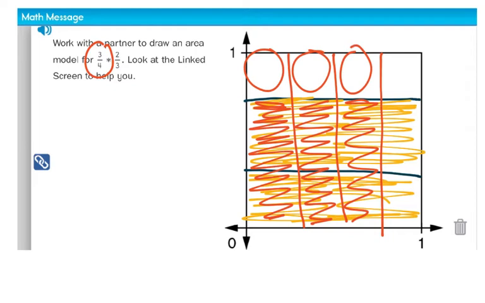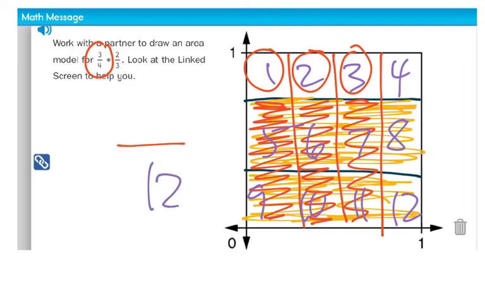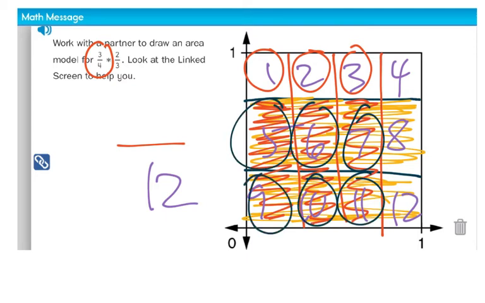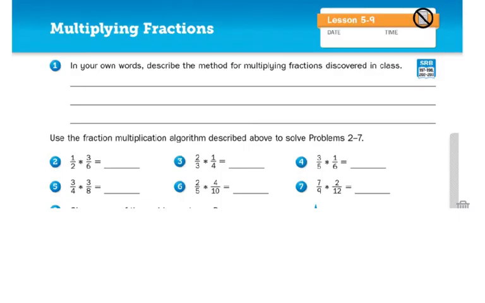So what is 3/4 of 2/3? Well, for the denominator, there are 1, 2, 3, 4, 5, 6, 7, 8, 9, 10, 11, 12 equal boxes. And how many are shaded with 2 colors? Well, that would include 1, 2, 3, 4, 5, 6. 6/12.